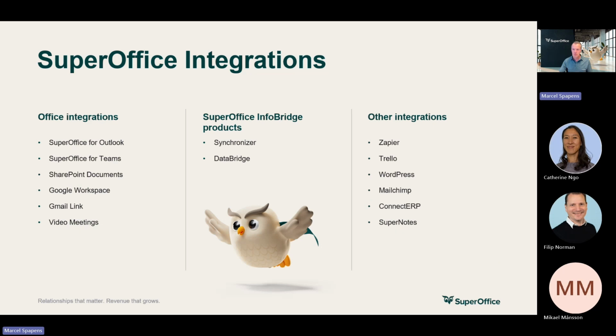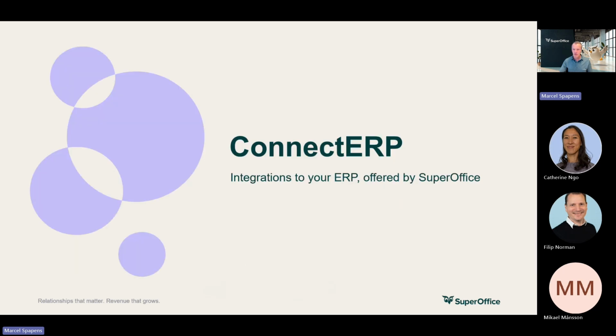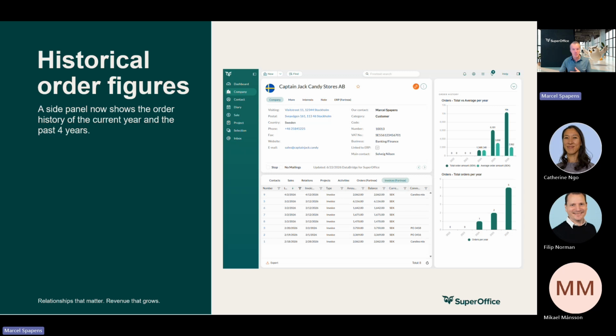The integrations team is responsible for a lot of visible, but also some rather invisible features. This is the full list, and today I'm going to talk about three of those. Let's start with ConnectERP. What have we done in the second quarter of 2026? ConnectERP is the integration that we have to your ERP. It supports the common processes that touch both ERP and CRM, and we do this using standard SuperOffice features.